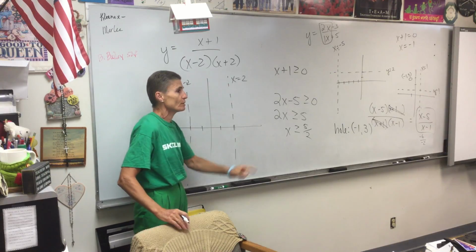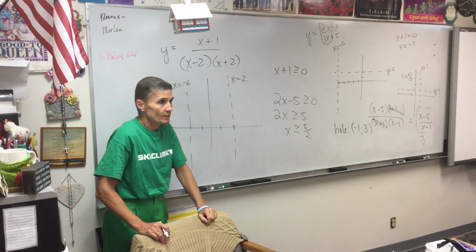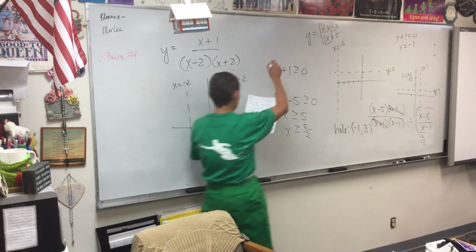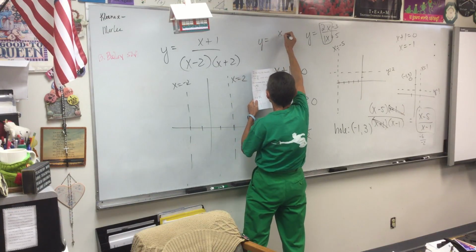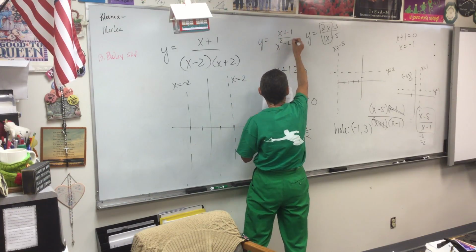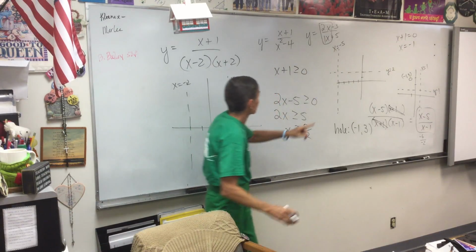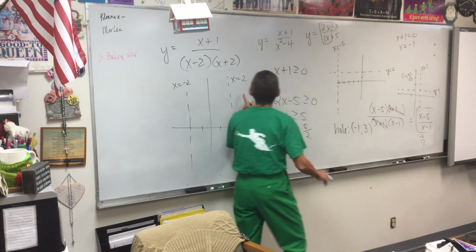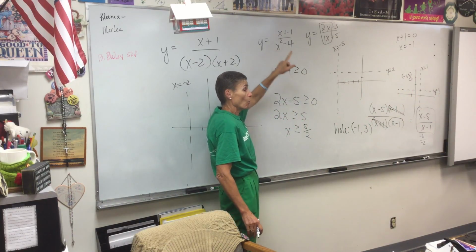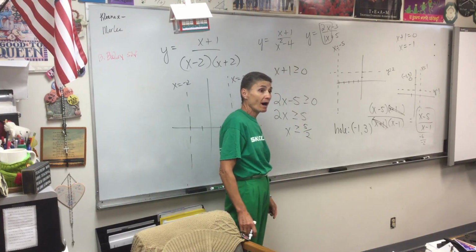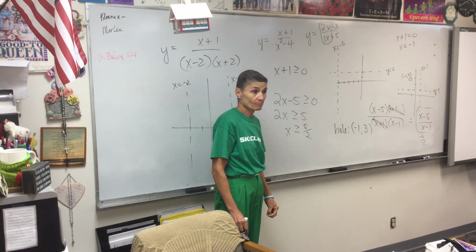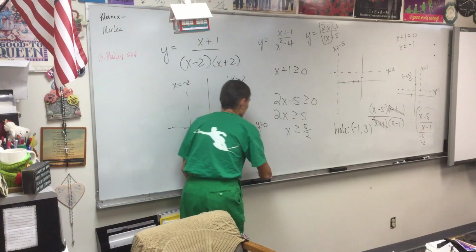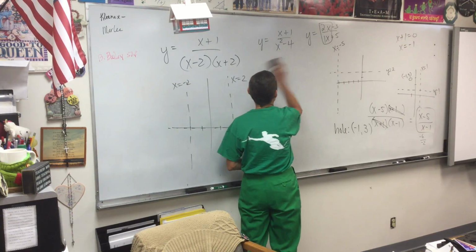So -2 and 2 is where my asymptotes are. Now, look at the original problem. What do you notice about the powers? Bigger on the bottom. They don't match this time. They matched in the previous problems. They don't match now. So what's the rule when the bottom is bigger than the top? Your horizontal asymptote is y equals 0.